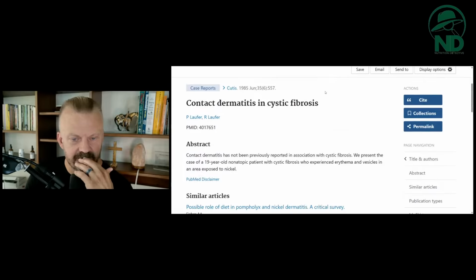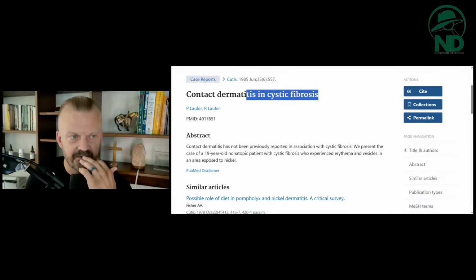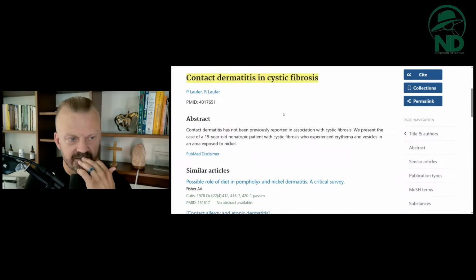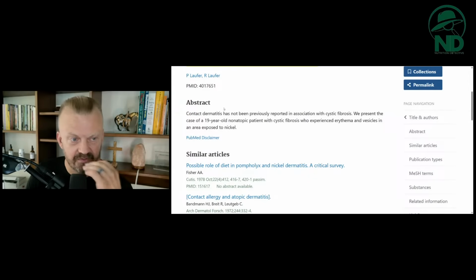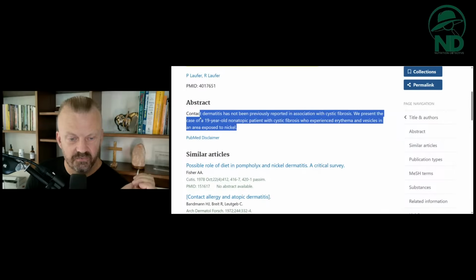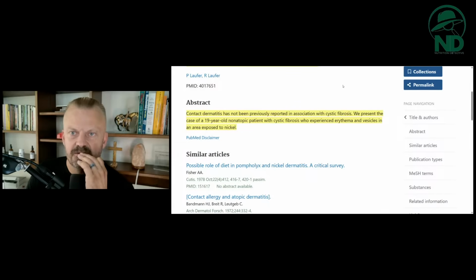Let's go look at this. Well, this is not very exciting. One case study: contact dermatitis is not previously reported in association with cystic fibrosis. We present the case of a 19-year-old non-atopic, so they didn't have allergies, with cystic fibrosis who experienced erythema and vesicles in an area exposed to nickel. Okay, that's just one. That's not anything.